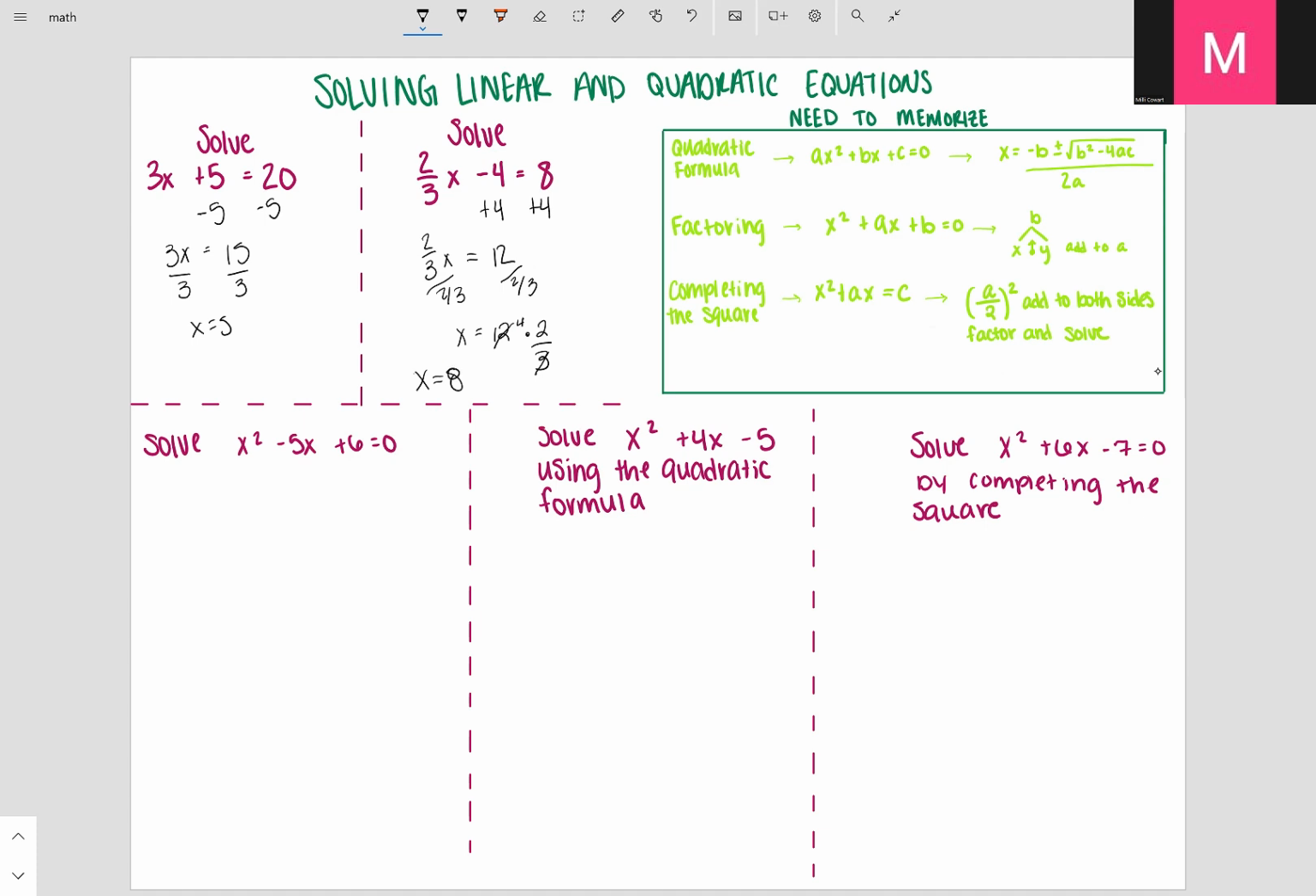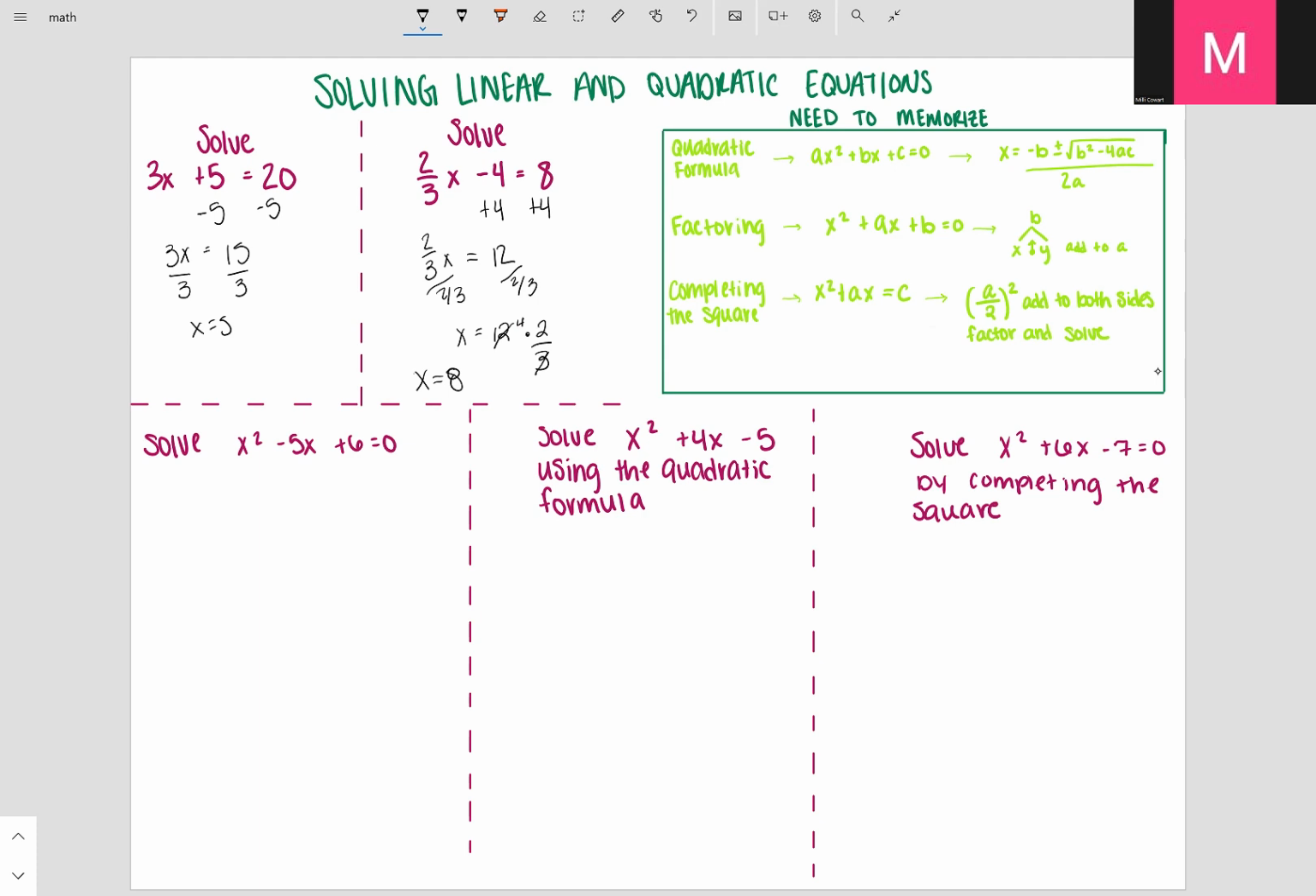So you'll need to memorize the quadratic formula because we can either solve quadratic equations by factoring, which is the easiest, completing the square, which I would say is the next easiest, and then using the quadratic formula.